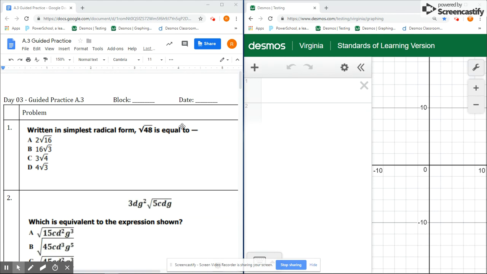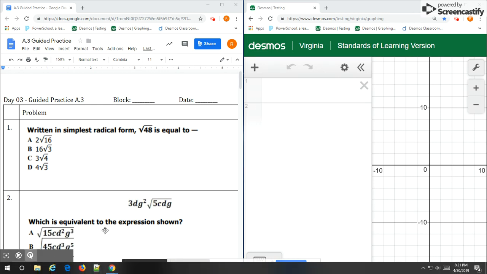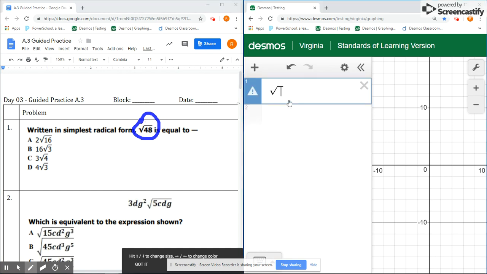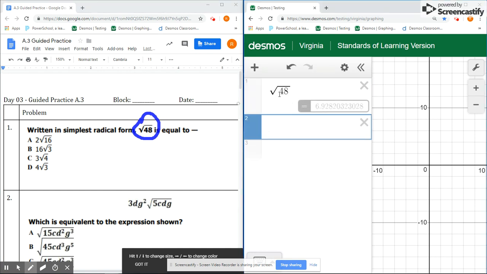If you're ever asked this question on the SWL test, this one should be very easy for you to get. We're just going to type it into Desmos and then match up the decimals here. All right, so I'm going to go type this in. All right, let's see what we get. We get square root of 48, and our decimal is 6.928.